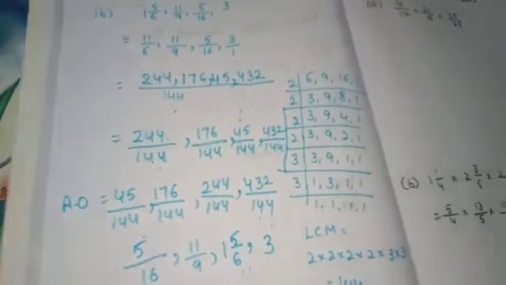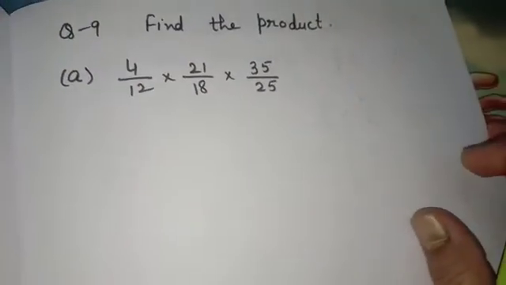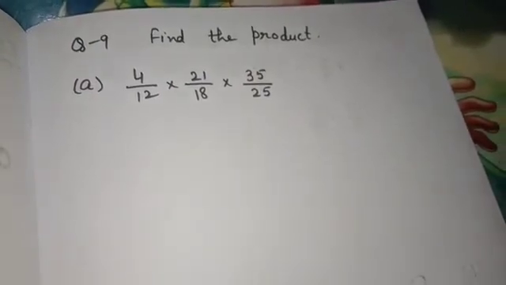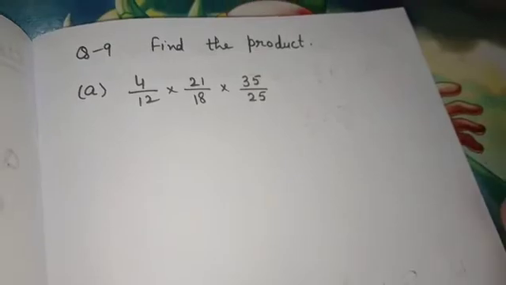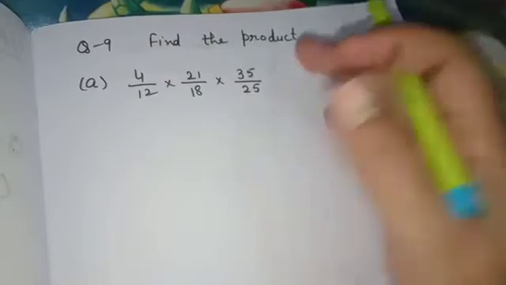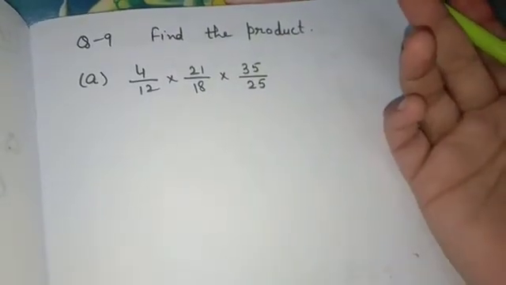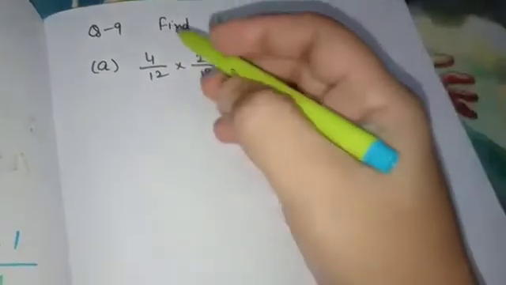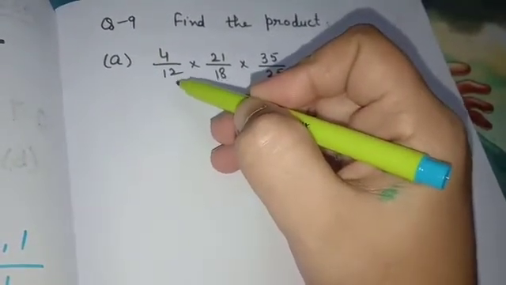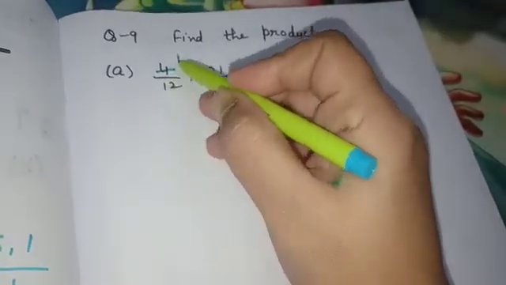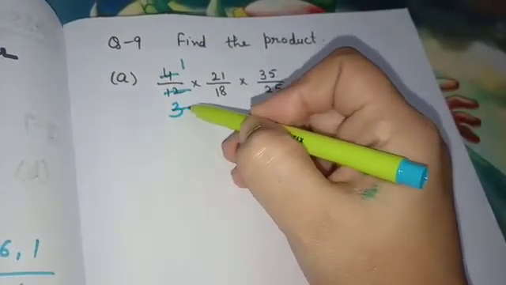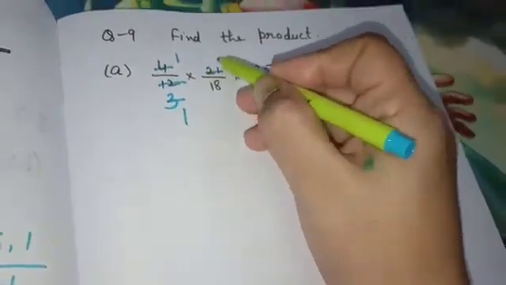Let's move to question number 9. Find the product. We all know how to find the product. Try to cancel as much as you can. So, how can we cancel? In the first view, numerator 4 can be cancelled with this denominator also. 4 1s are 4, 3s are 3. Now 3 1s are 3, 7s are 7.